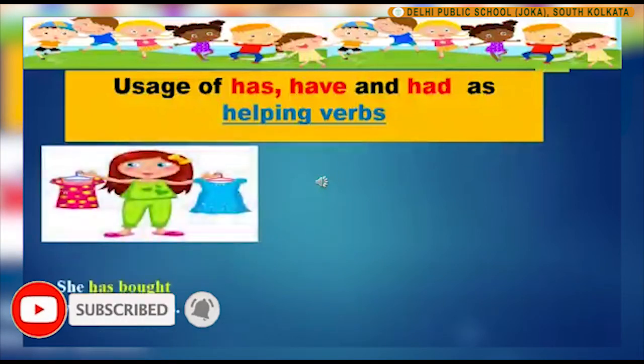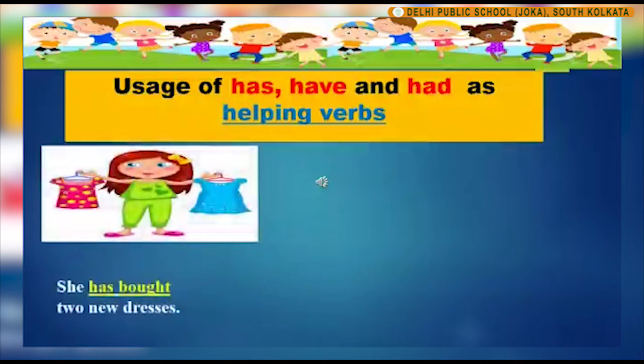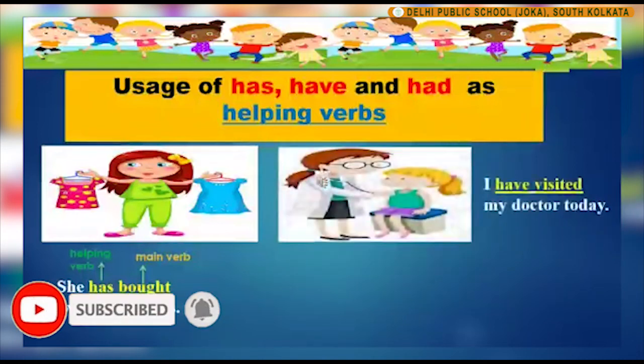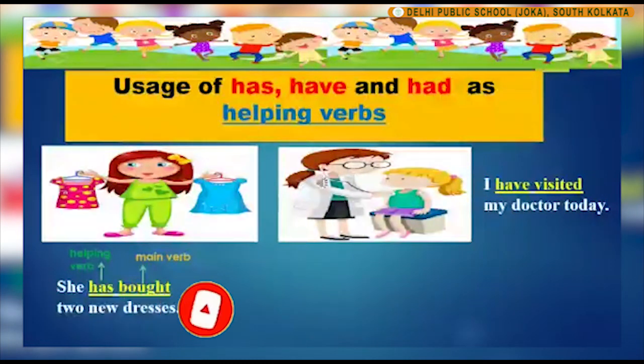Let us all look at the first sentence. She has bought 2 new dresses. In this sentence, has is the helping verb that helps to express the action of the main verb bought. Let us all look at the second sentence. I have visited my doctor today. In this sentence, the helping verb have helps to express the action of the main verb visited.